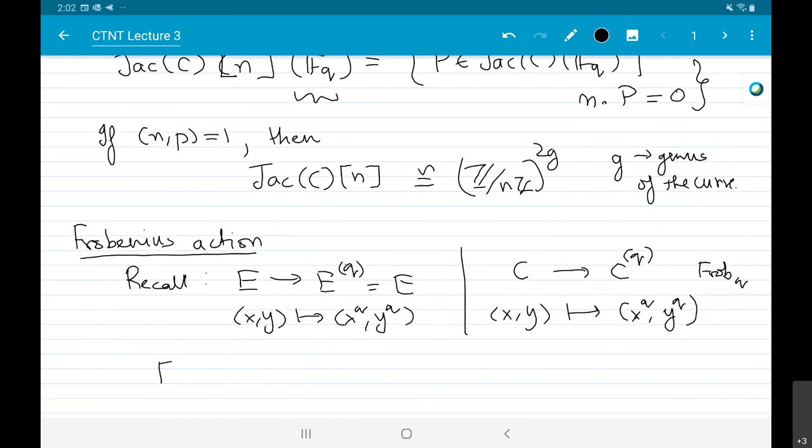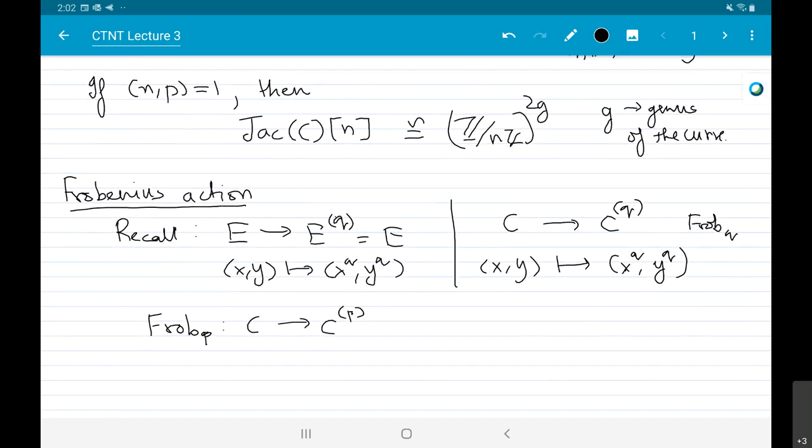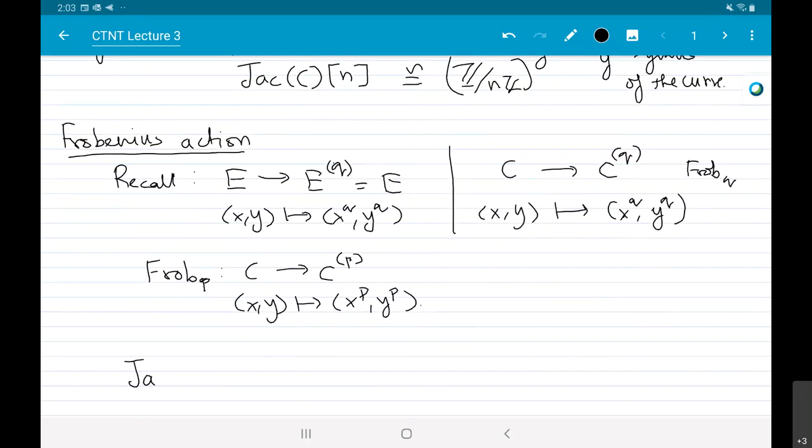In general, if it's not defined by a plane equation, maybe you need to add more variables, but basically take each of your coordinates and raise it to the qth power. So Frob P is going to denote the following map: (x,y) maps to (x^p, y^p). Just as in the elliptic curve case, you get an action of Frob Q on the N-torsion points of the Jacobian, because as we said, you can have the Frobenius acting on the divisors by acting on each of the points. So on each divisor you get the action of Frob Q, and then you also get an action on the N-torsion of the Jacobian.